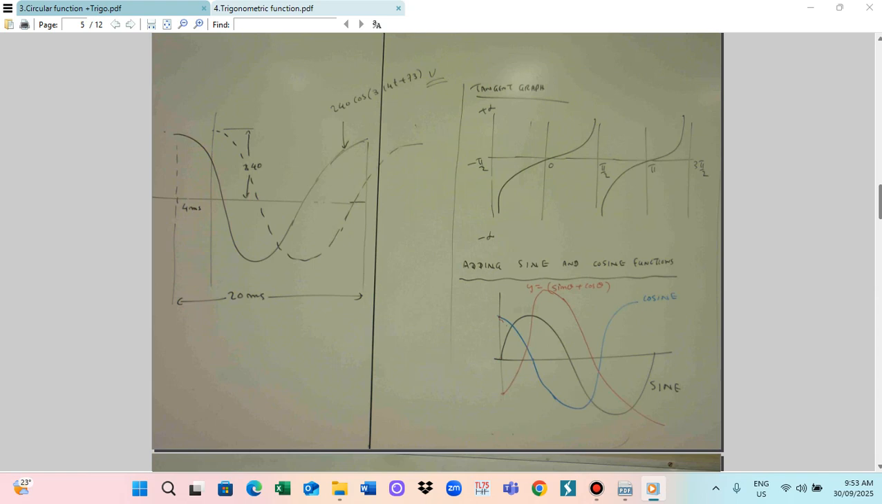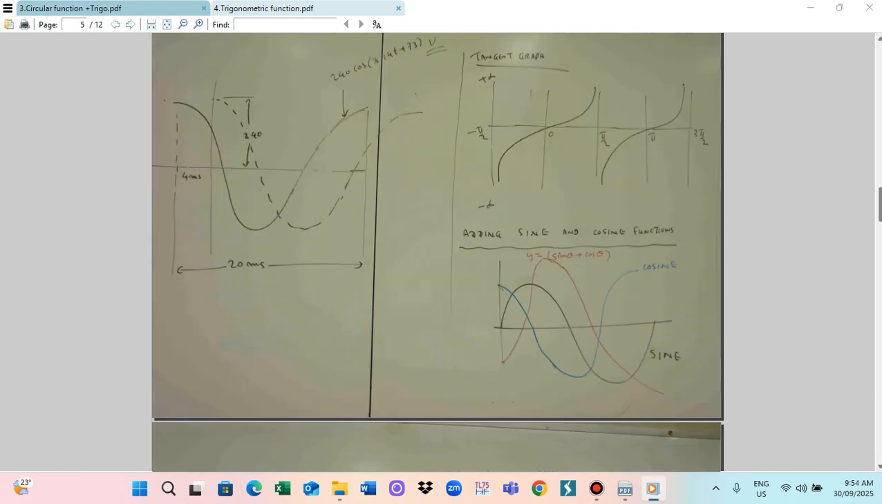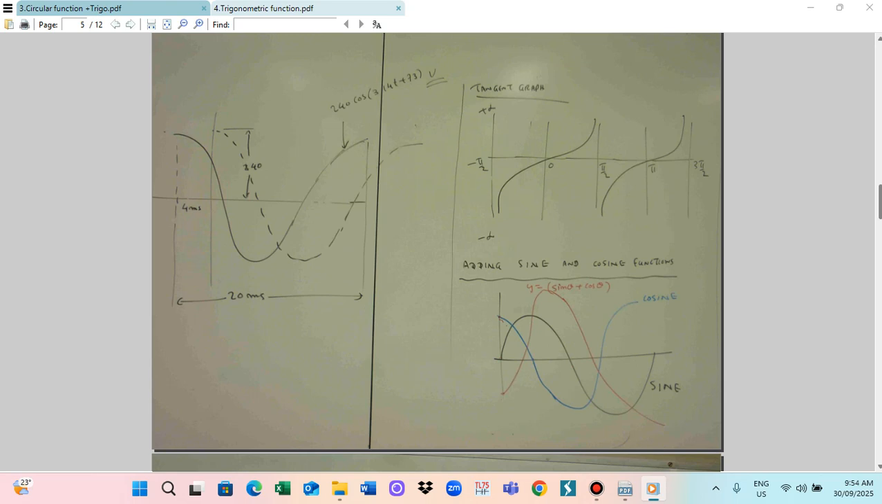Sine function. The sine graph and the cosine graph, we plot together. So this will be the sine graph. That one is a sine graph. And we also plot the graph for the cosine. The blue one is the cosine graph. So this is the cosine graph. The sine graph and the cosine graph we plot together.